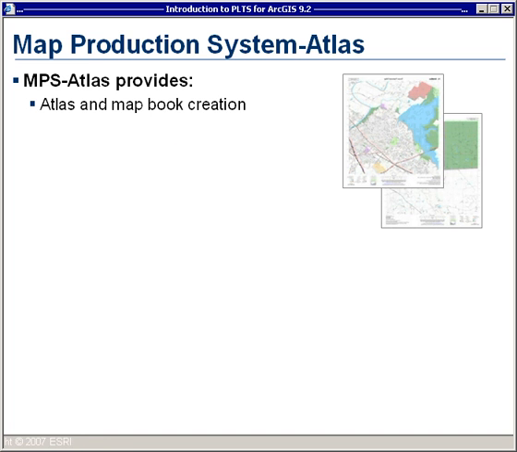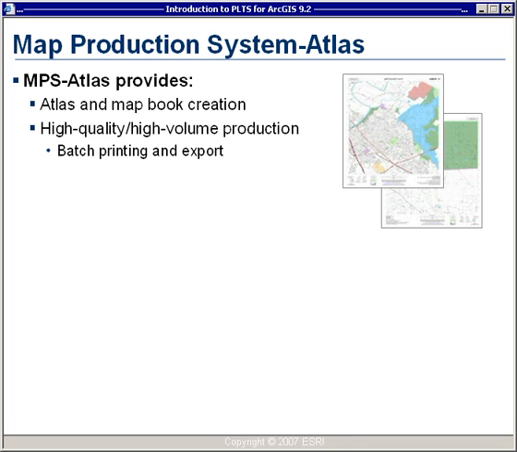The Map Production System Atlas is geared towards high-quality cartographic production and is used in many organizations that need to produce a series of maps that have the same basic layout template. With the map series control, you can create a series of maps quickly, and the batch printing and exporting tools allow for fast production of the finished product.